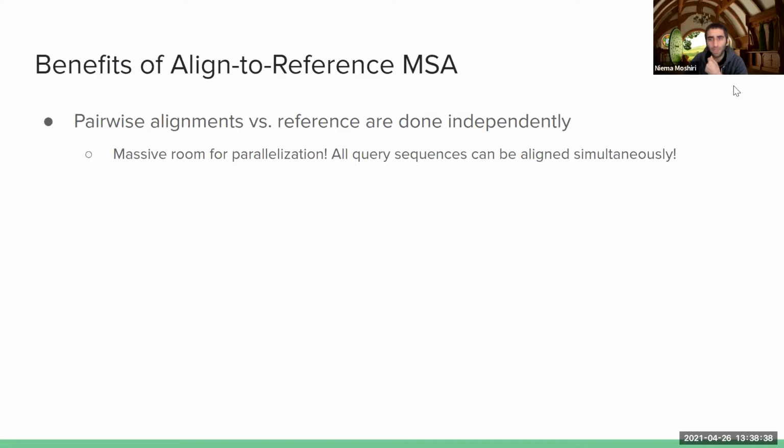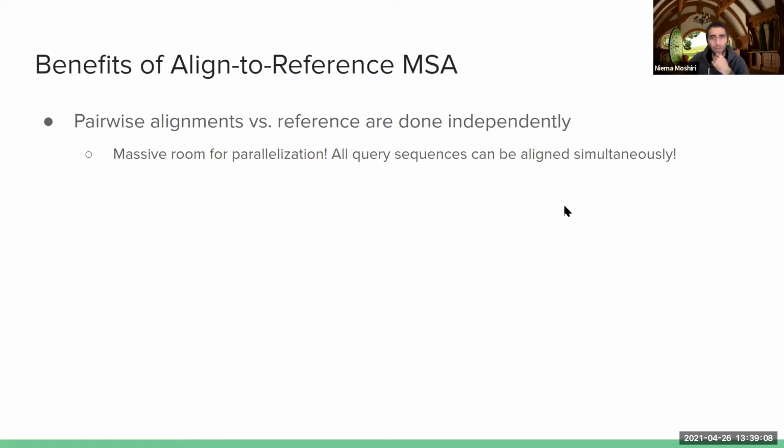Would this be asynchronous versus synchronized? So in this case, the pairwise alignments are completely independent. So they could be done at the same time, or they could be done separately, asynchronously. I don't know if that answers the question, but in this case, you would probably want them to be done at the same exact time, just to lessen your runtime overall, if that makes sense.